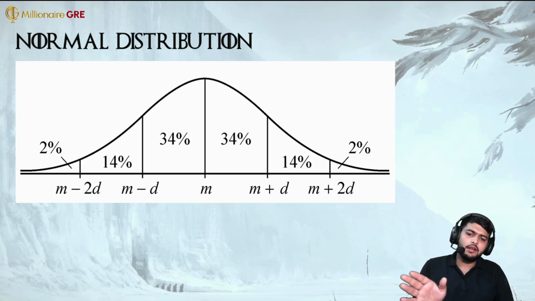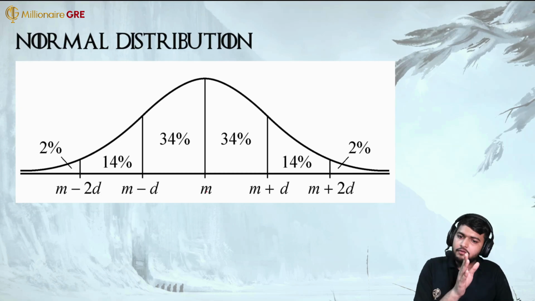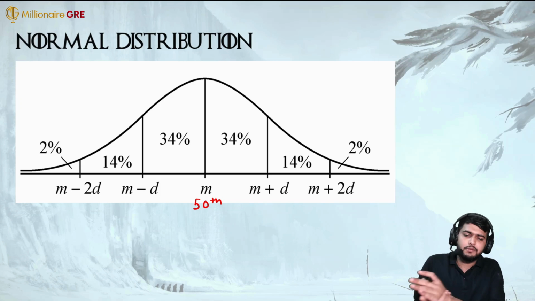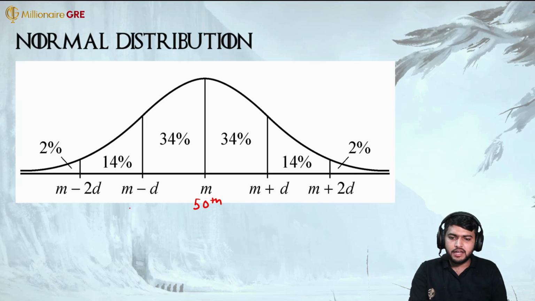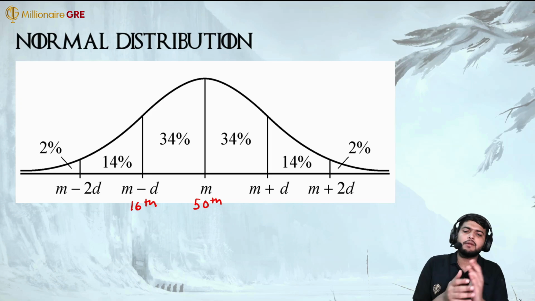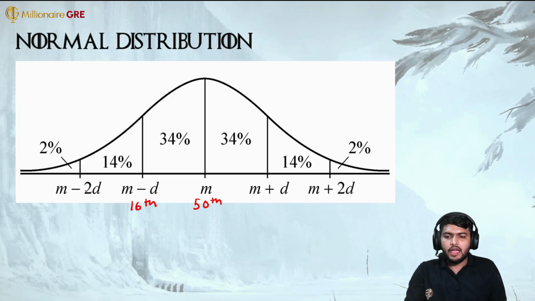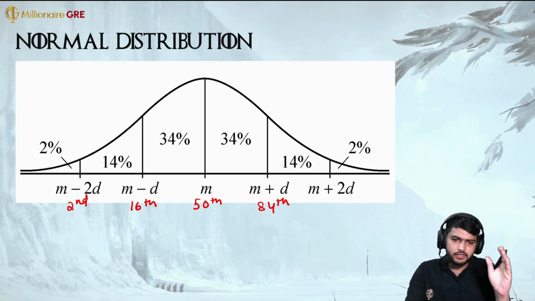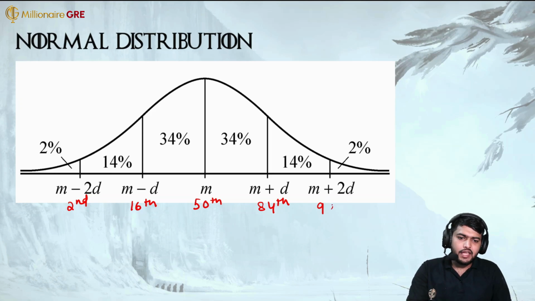Now below mean there are 50% of all the terms. So mean is at 50th percentile because 50% is below mean. M minus D is at 16th percentile because 16% of all the terms are below M minus D. M minus 2D is at 2nd percentile. M plus D is at 84th percentile because 84% of the terms are below M plus D. M plus 2D is at 98th percentile.